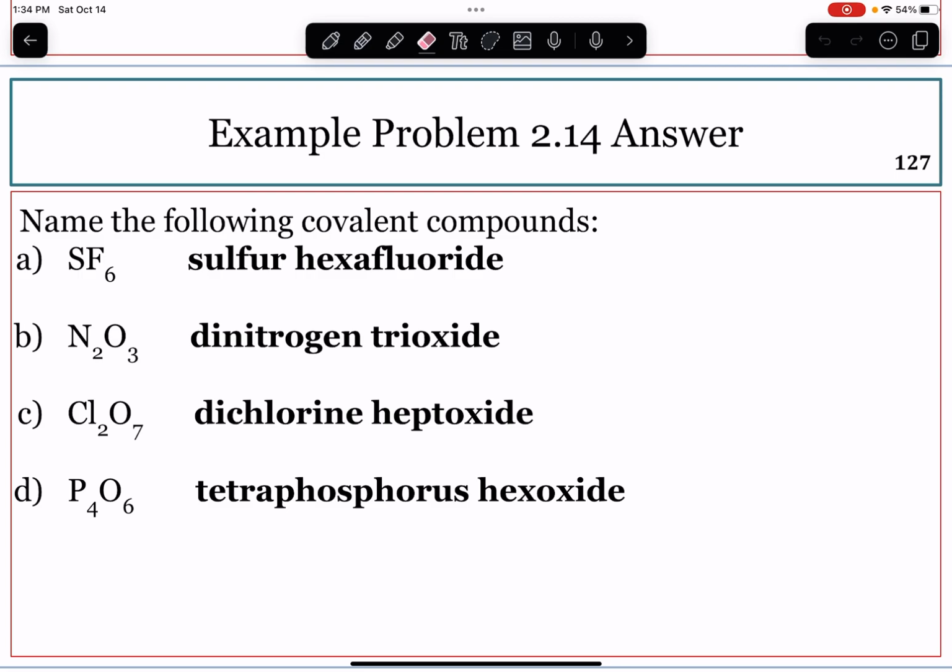Notice that when the element oxygen is in the name, which almost all of these have, whenever the prefix ends in an a, then we drop the a and just blend it together. So instead of saying heptaoxide, we say heptoxide. Or instead of hexaoxide, we say hexoxide.